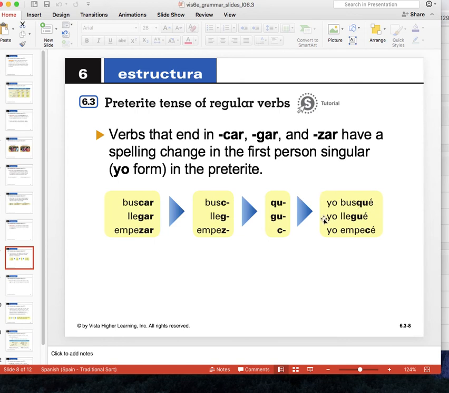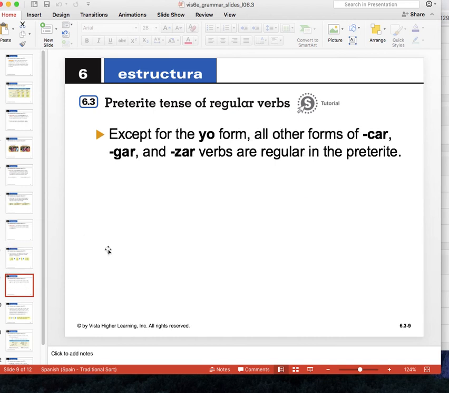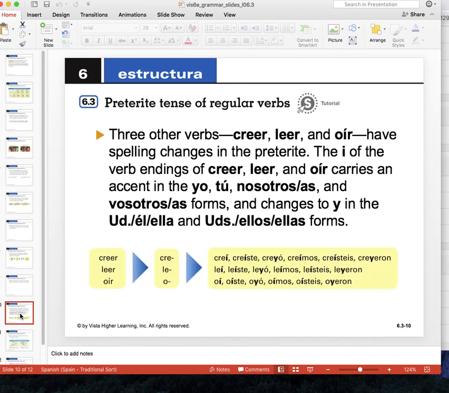I searched for, right? Llegar, you have to put a U there. So yo llegué. I arrived. And then lastly, empezar, that Z turns to a C for the yo form only. Yo empecé. Alright, so keep that in mind, the spelling change. Except for the yo form, all the other forms of car, gar, and zar are regular in the preterit. Okay, so again, that's only applicable to the yo form.